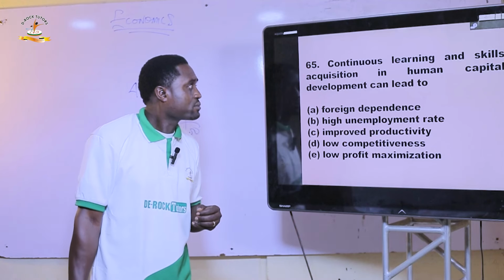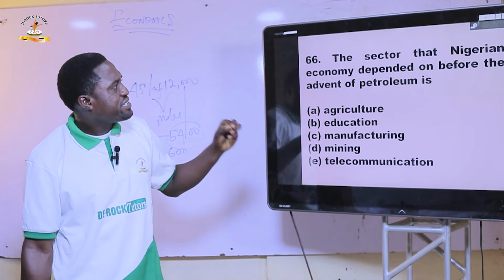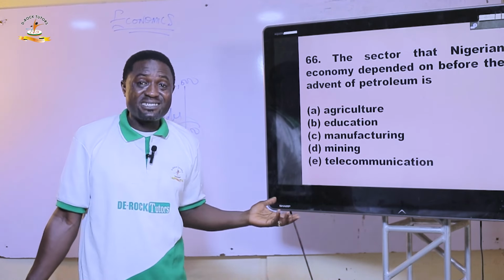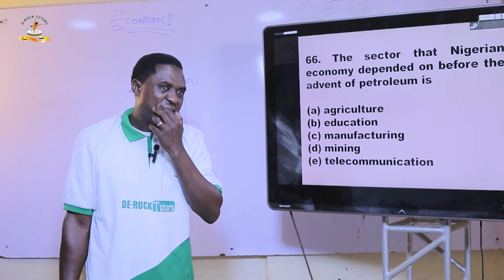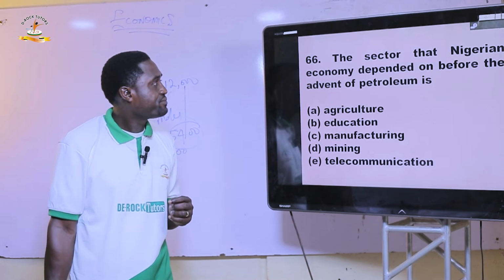The next question, 66. The sector that the Nigerian economy depended on before the advent of petroleum is what? It is agriculture. Basically, agriculture before the advent of petroleum. The next question.